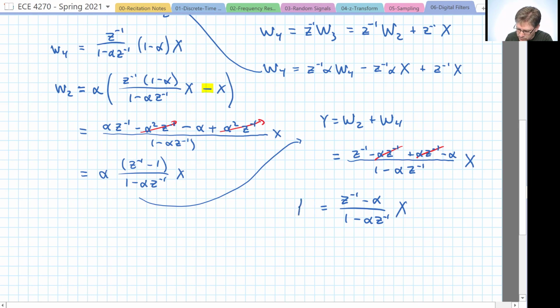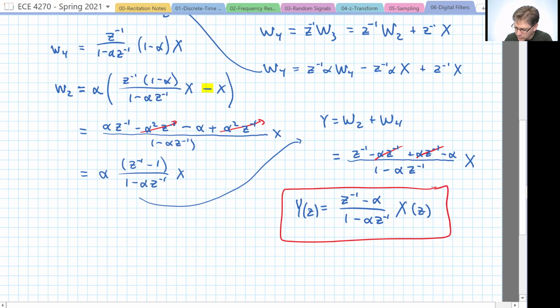Since we're writing this as our final conclusion, we can start being a little bit more inclusive about putting the x of z and the y of z in there, meaning that our h of z function is just this really cool thing. We've already seen this before though once. This is an all-pass filter.